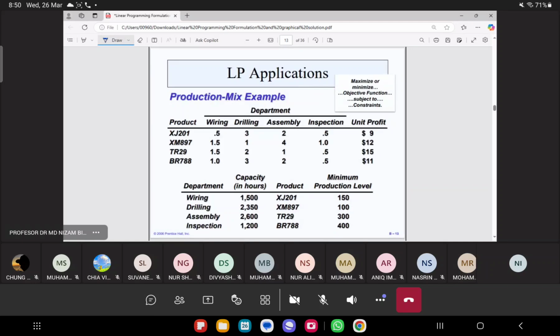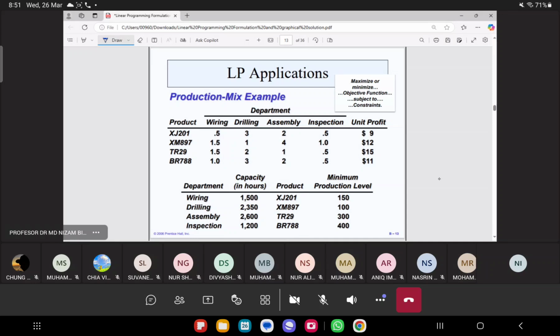Okay, so this is another example of linear programming applications. It's a production mix example again. So you have products. There are 4 products. The name of the product is XJ201, and so on and so forth, right? And each and every single one of them has to go through 1, 2, 3, 4 departments, right, to make one product.